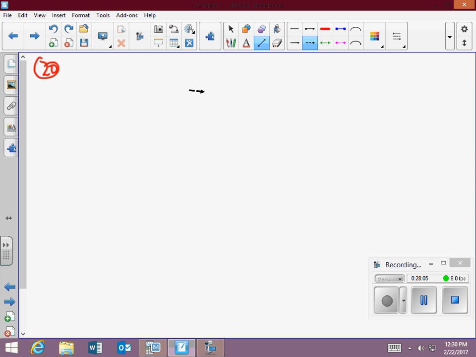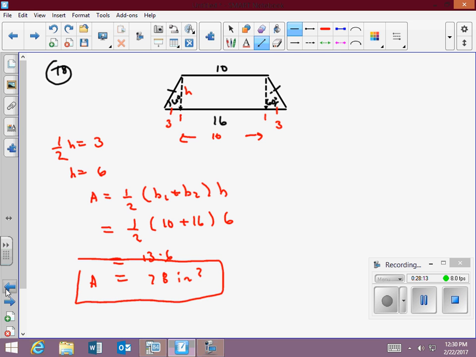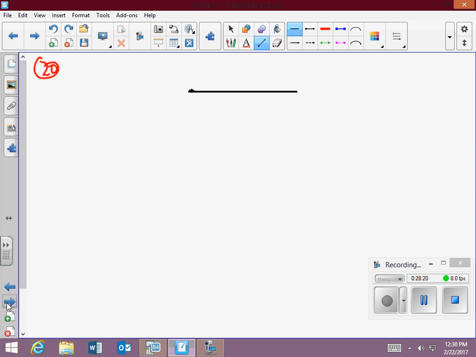Try to make this thing bigger. So what was the answer to that, the area? It's supposed to be 78. Okay. And it's supposed to be, this one is 60.